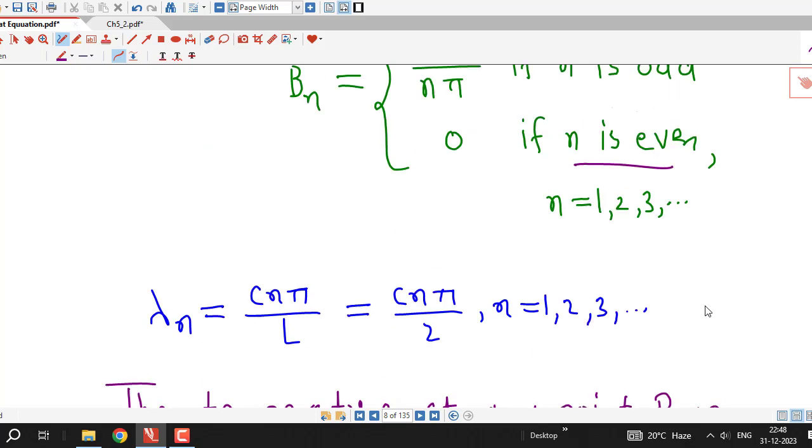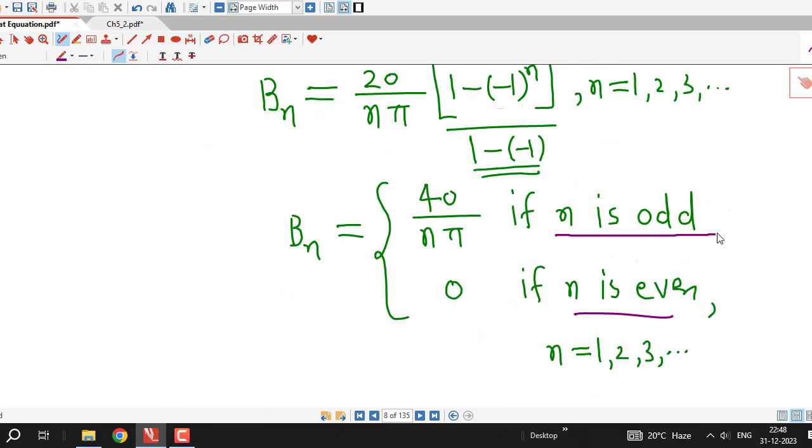Now B1 is from this expression. For n equal to 1, I will have B1 equal to 40 divided by 1 times π. For B3 I will take n equal to 3, and I will have 40 divided by 3π.